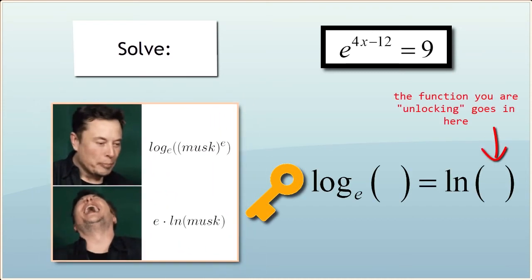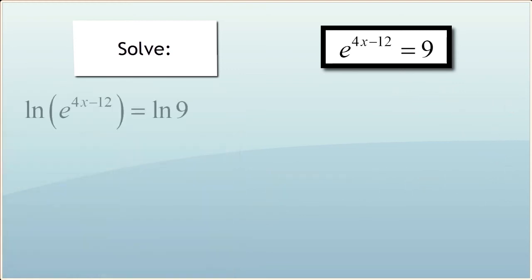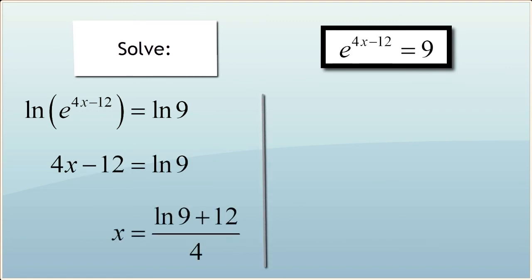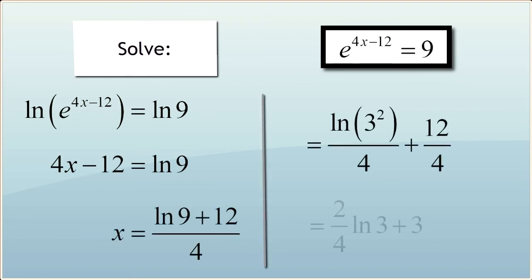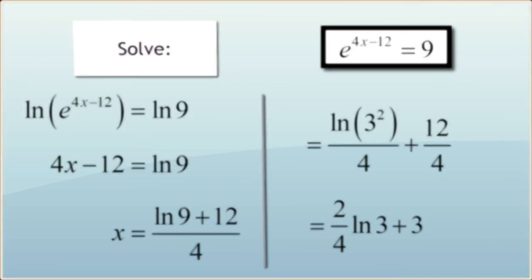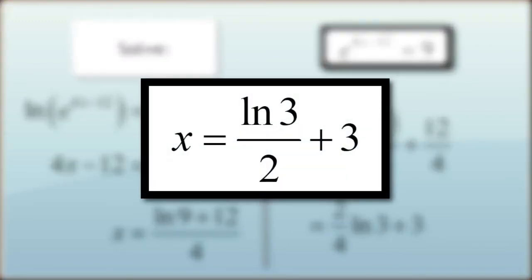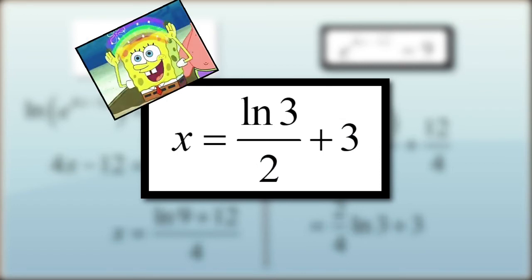This is called a natural logarithm, which is also sometimes called ln. Applying ln to both sides, we can now grab the exponent 4x minus 12 and solve for x. It's best to leave the answer with ln in it. Yeah, I know, it's not pretty. But to a math professor, this is beautiful.